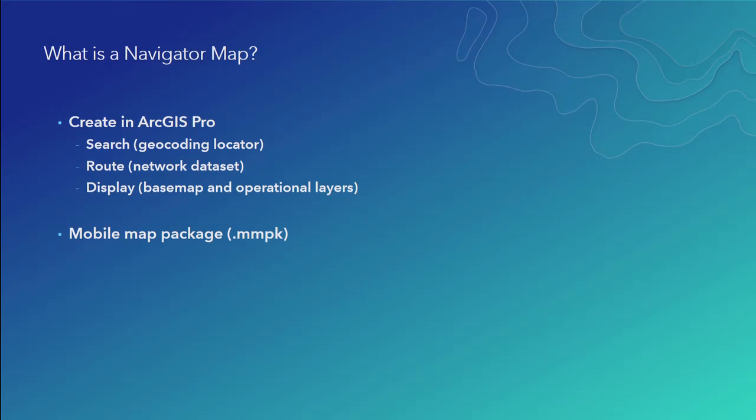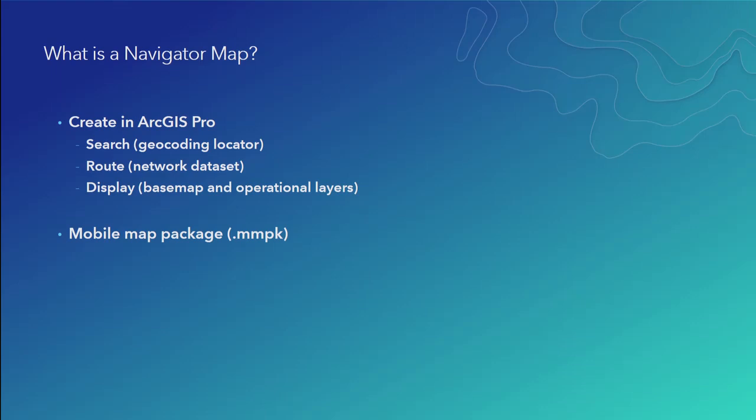Searching, which requires geocoding locators. Routing, which requires a network data set. And then the display component, which is the base map. And then on top of that, you can have your operational layers. And when I say operational layers, I mean more like the asset information that you have, whether, again, it's oil wells, utility poles, picnic benches, hydrants, whatever.